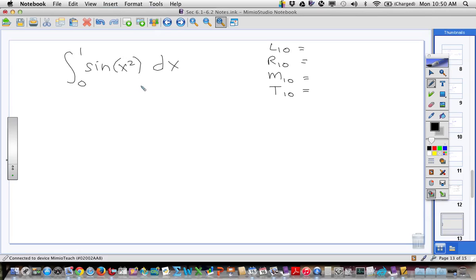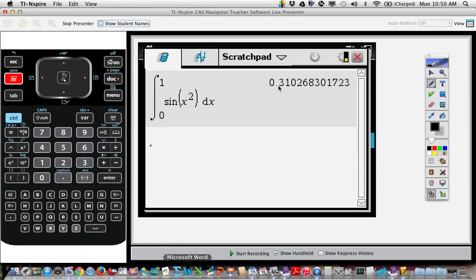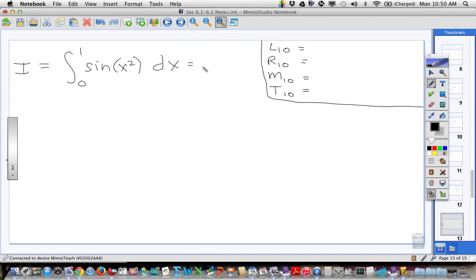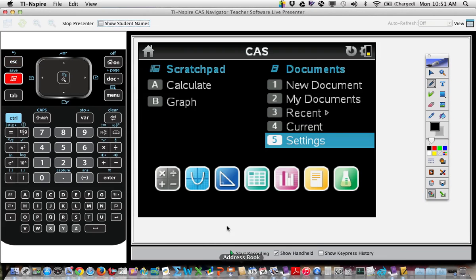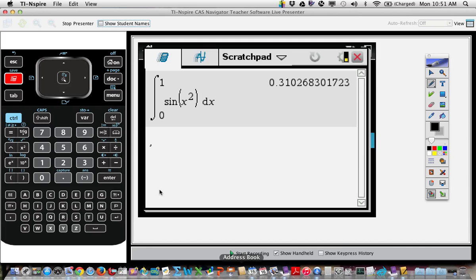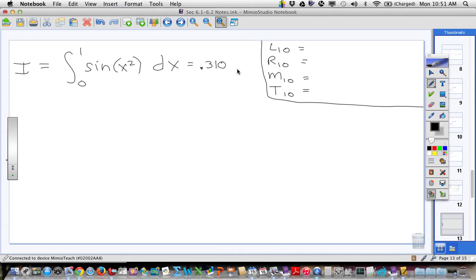Now, we do know the exact answer to this. Let me call this I, because that's what they do in your homework. And we know from what we wrote earlier, or what Noah did for us earlier, he got an exact answer of 0.310, 2683. So we know the exact answer, at least according to our calculator, is this much.